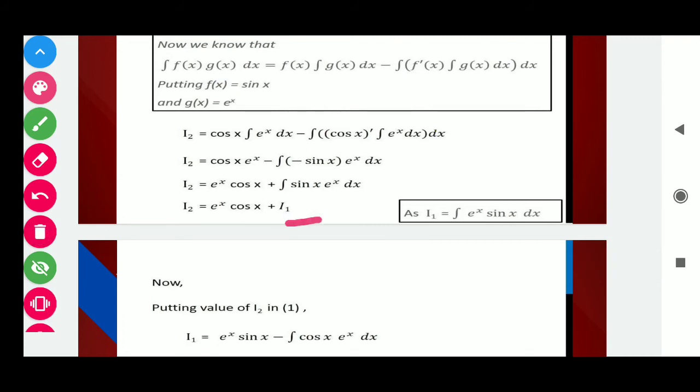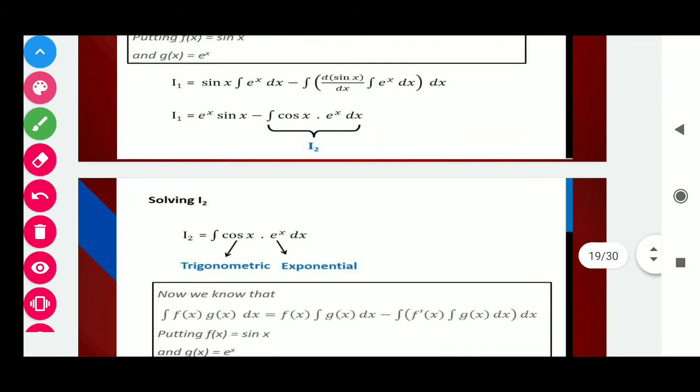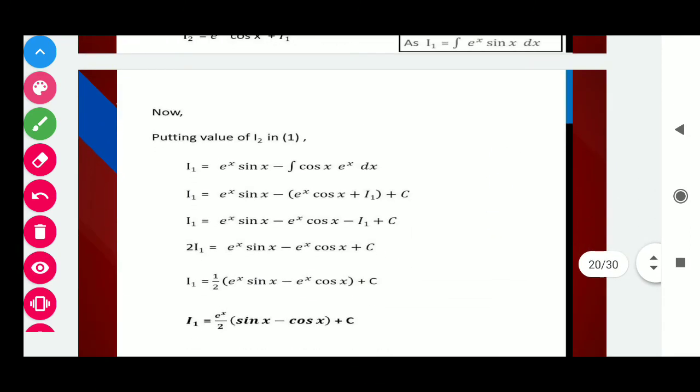So here we use I1. Okay. So now putting the value of I2 in equation first. Now students, we put the value of I2 in this. This is step 1. In this way, we get I1 is equal to e raised to power x sin x minus integral of cos x e raised to power x, plus c by putting the value. So students, integration of cos x e raised to power x with respect to x is e raised to power x cos x plus I1.